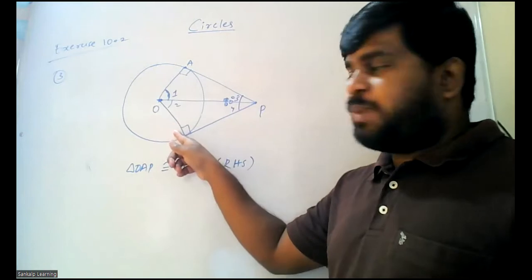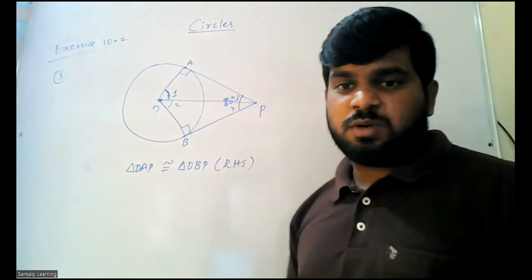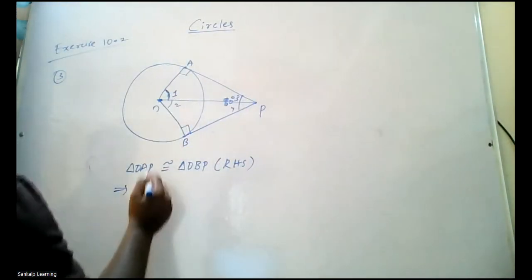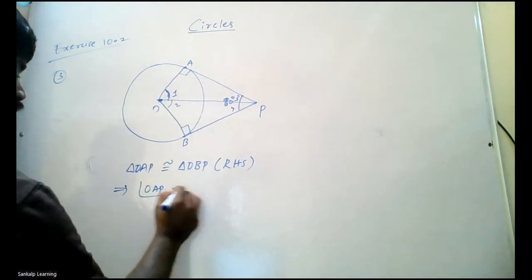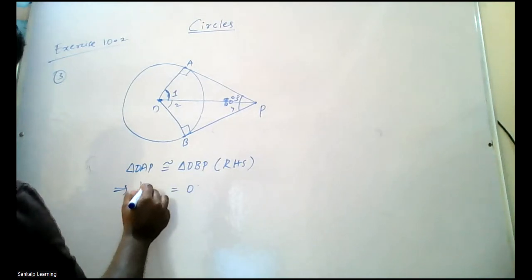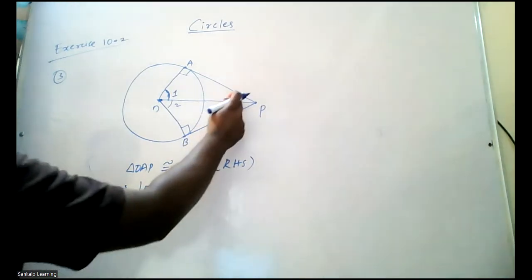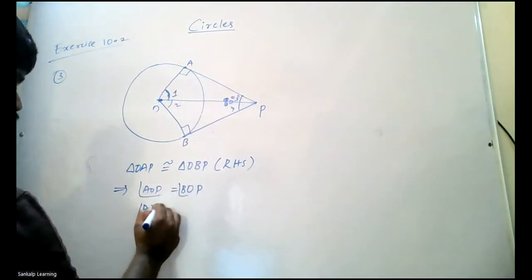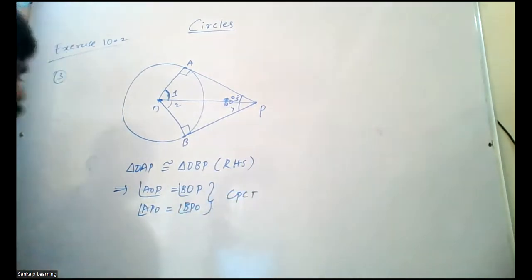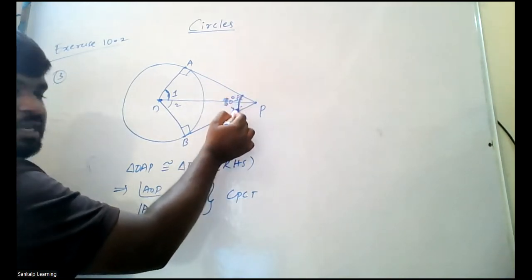Similarly, OA and OB are equal. What is opposite of OA? 3. What is opposite of OB? 4. They are equal. Implies, what is the name of this angle? It is AOP is equal to BOP. Similarly, these two, APO is equal to BPO, CPCT.